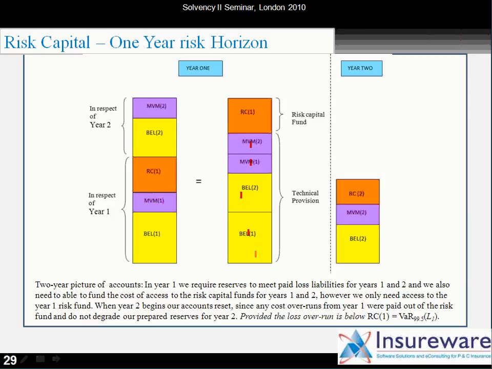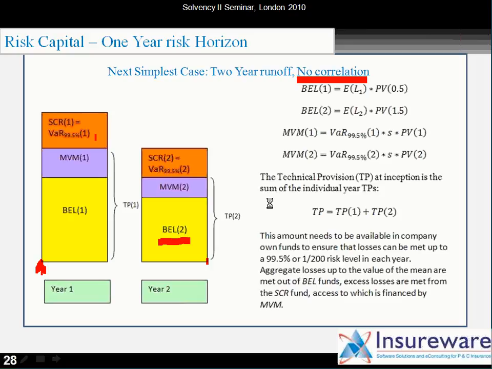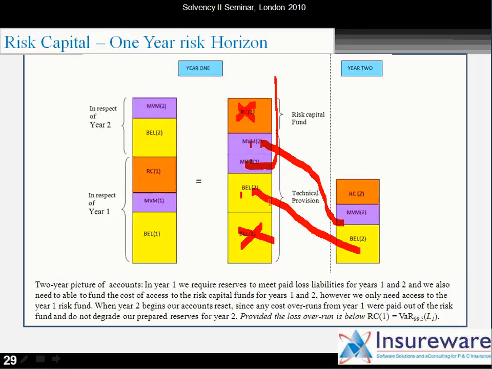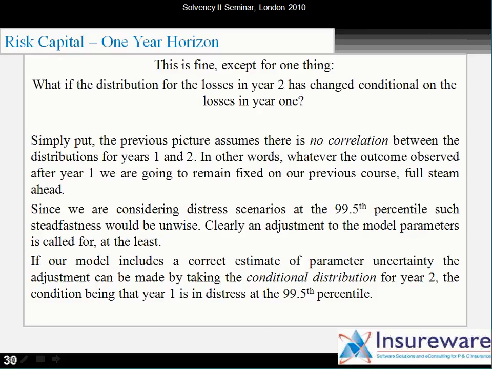All right, so let's see what happens if you're in distress in the first year. You consume BEL 1. The MVM 1 is paid back to the capital providers. You consume all that. Because the years are uncorrelated, the BEL 2 goes in there. The MVM 2 goes in there. You raise the risk capital RC2, and at the end of the year, you pay the market value margin MVM2 at the end of the year. And that's assuming the 2 years are not correlated. And some of the algebra is there in terms of discounting and spreads. Okay. What if instead now, this is fine except for one thing.